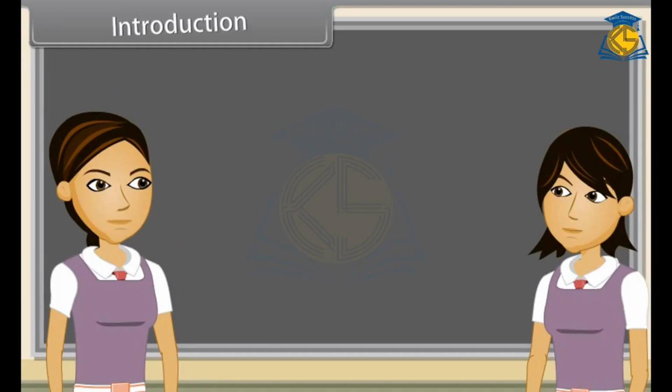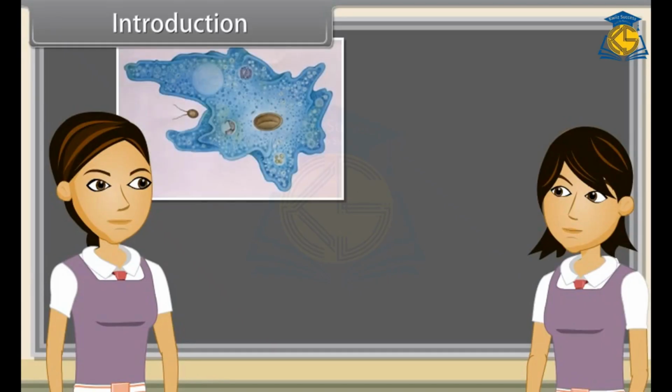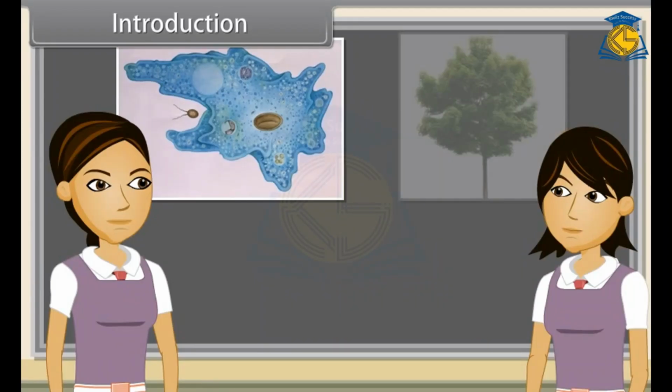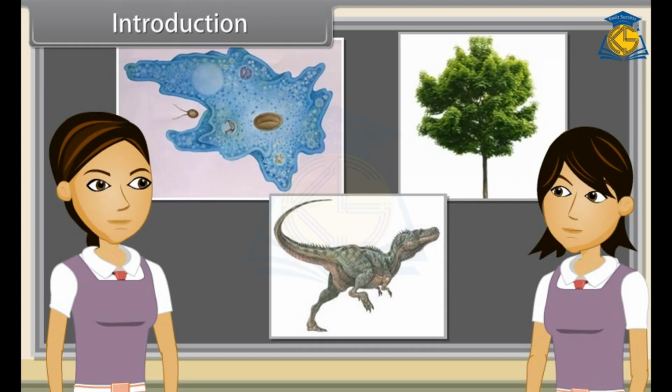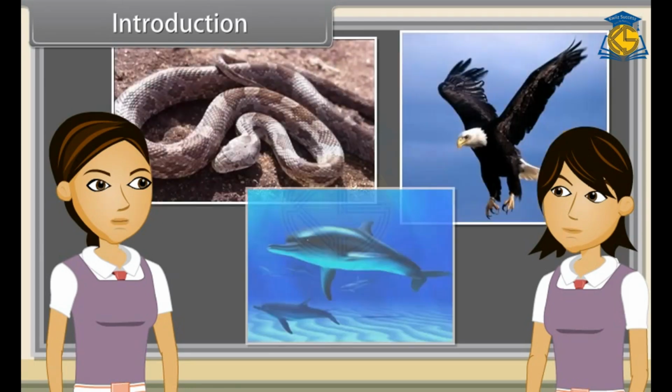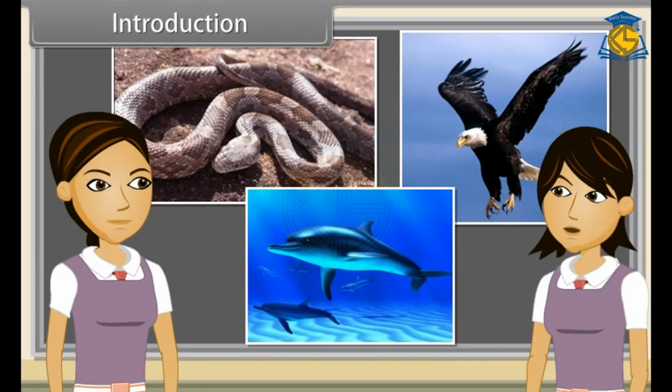Introduction. Can you name this organism? Yeah, this is amoeba. Name these organisms as well. The first one is a tree and the second a dinosaur. Identify these creatures: snake, eagle, and dolphins. Do you know how was the life on Earth million and million years ago? And how did such a large variety of organisms emerge from the primitive Earth?